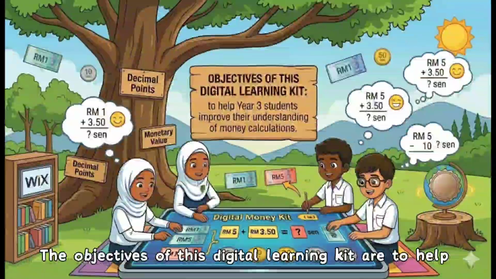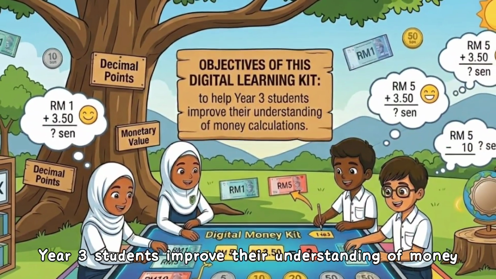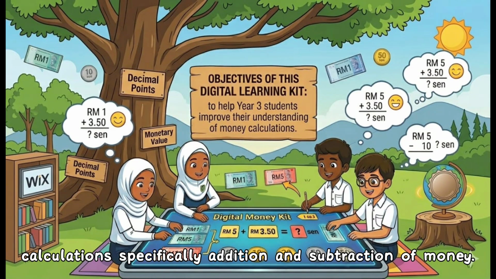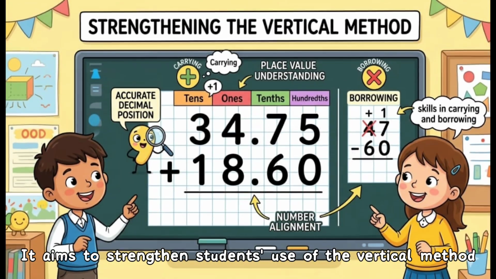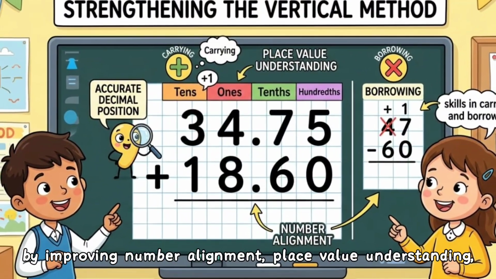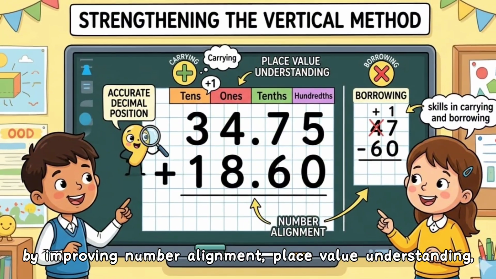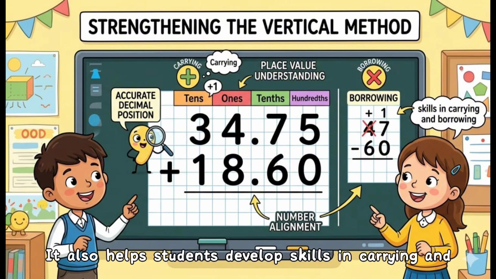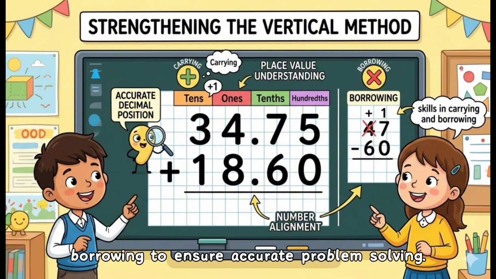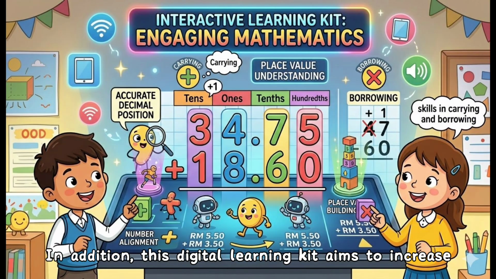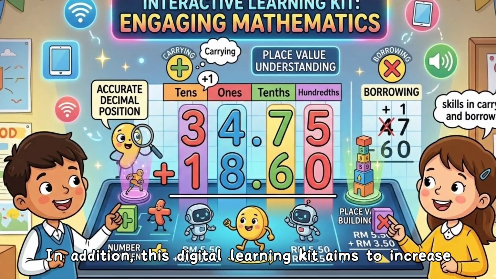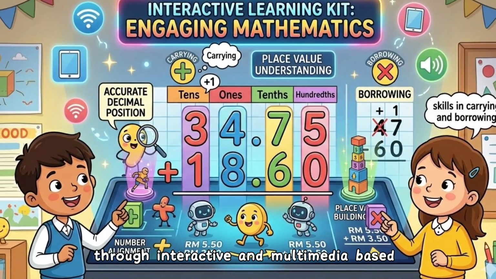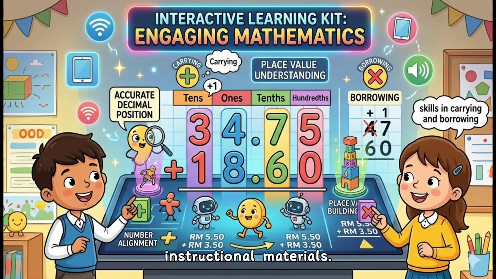The objectives of this digital learning kit are to help Year 3 students improve their understanding of money calculations, specifically addition and subtraction of money. It aims to strengthen students' use of the vertical method by improving number alignment, place value understanding, and accuracy in decimal positioning. It also helps students develop skills in carrying and borrowing to ensure accurate problem solving. In addition, this digital learning kit aims to increase students' engagement and interest in learning mathematics through interactive and multimedia-based instructional materials.